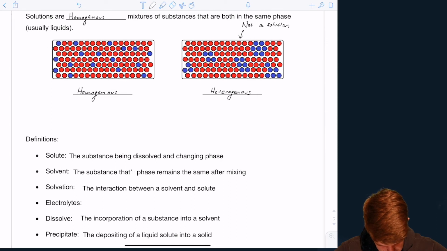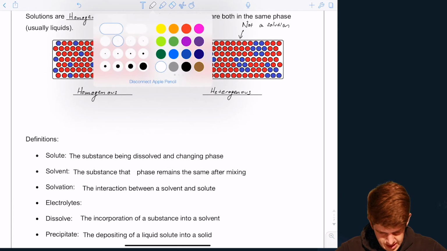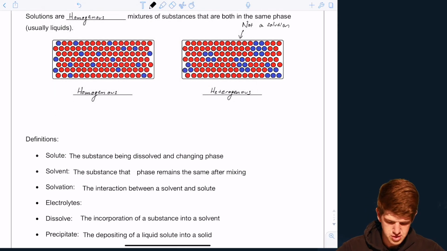Solvation is just the interaction between a solvent and solute. To dissolve means the incorporation of a substance into a solvent, and precipitate means the depositing of a liquid solute into a solid. Now, the only one that we haven't defined is electrolytes, and that's because electrolytes are actually going to be pretty important, especially for this chapter.